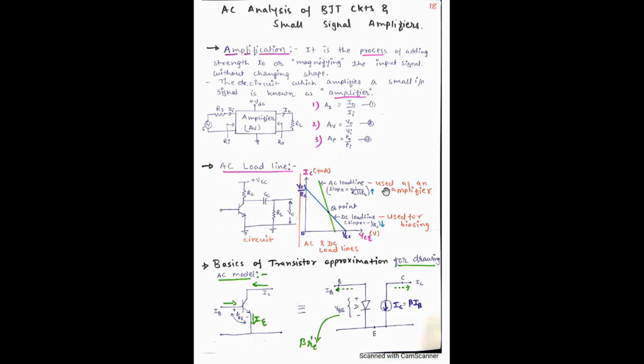Another comparison point: the AC load line is used for the amplifier and the DC load line is used for biasing circuits. Which are the biasing circuits? Voltage divider biasing circuit, fixed bias circuit, collector to base bias circuit. At that time we will use the concept of the DC load line.